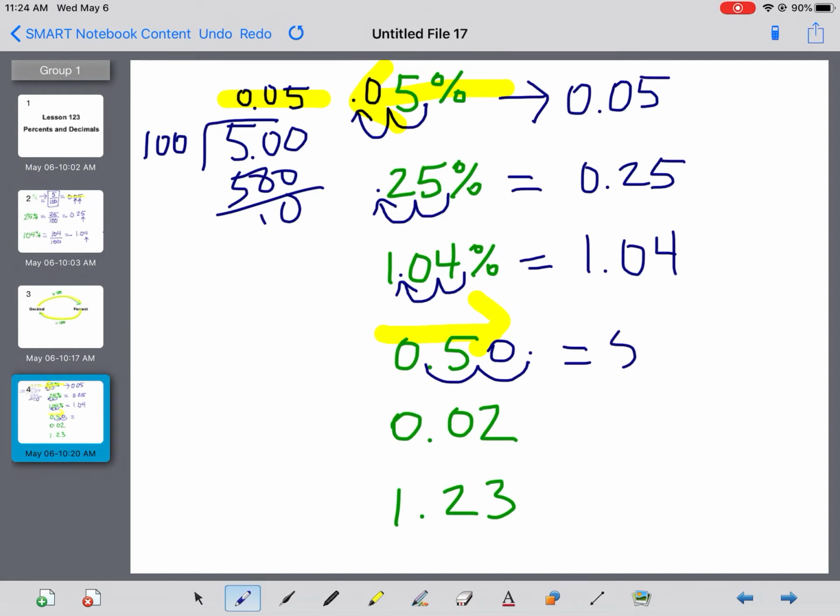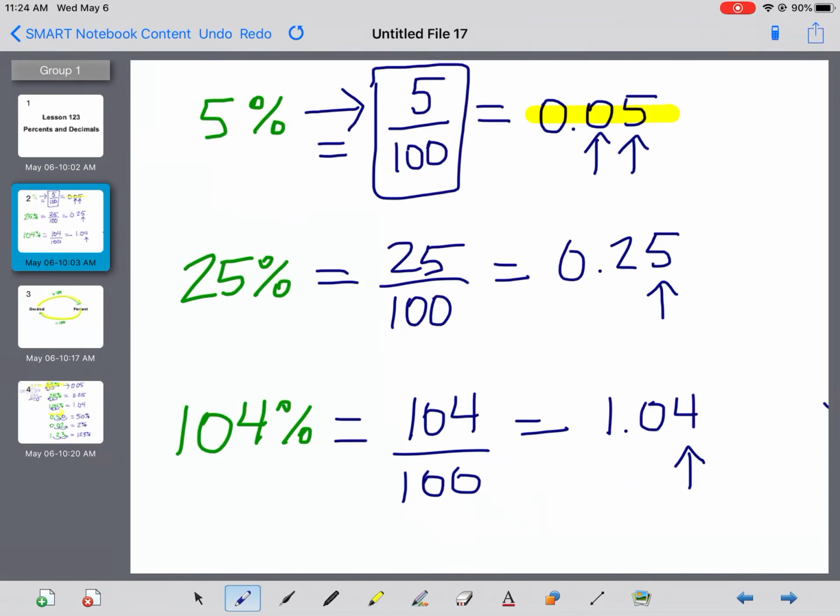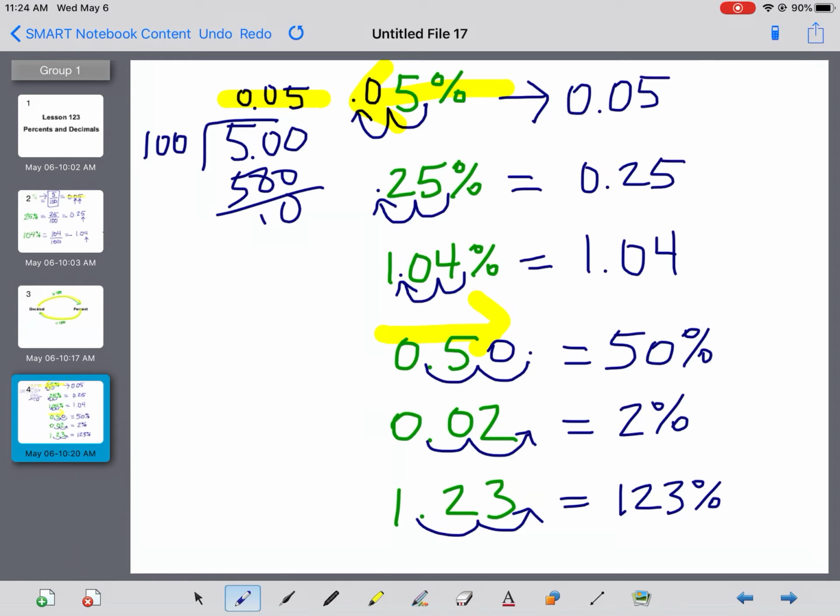So we end up with 50%. 0.5 is the same as 50%. Or for this one, bump it 2 spaces, we end up with 2%. Bump it 2 spaces, we end up with 123%. All right, so what we did earlier over here was just to help you understand why these things were equal. In your textbook, when you're doing your questions, you may follow the steps I showed you here, just using those decimal bumps. It's a shortcut that will make your life much easier and have you get to the correct answer pretty quickly.